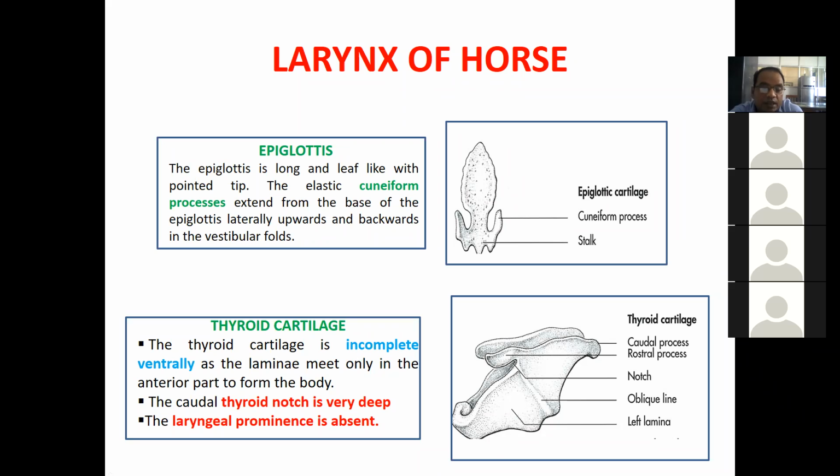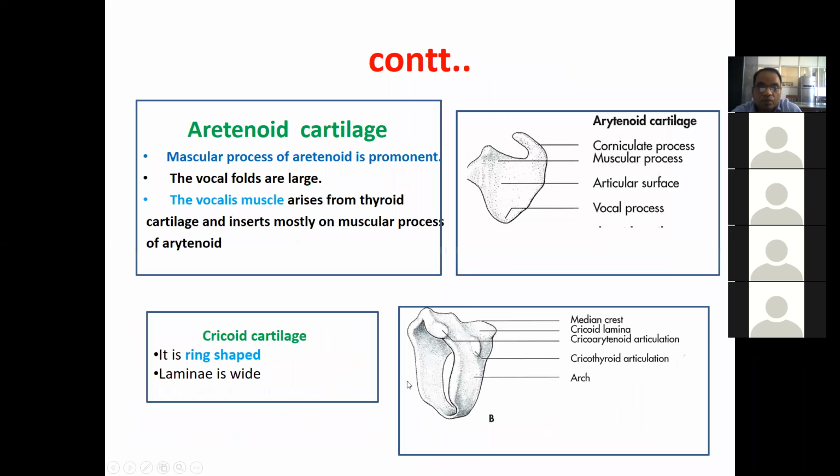So if you see the ventral side of the thyroid cartilage in the horse, it is incomplete, and the caudal thyroid notch is very deep. The main important thing of this cartilage is that the laryngeal prominence is absent in the larynx of the horse, whereas in the case of the ox, I told you the laryngeal prominence is present on the ventral surface of the larynx.